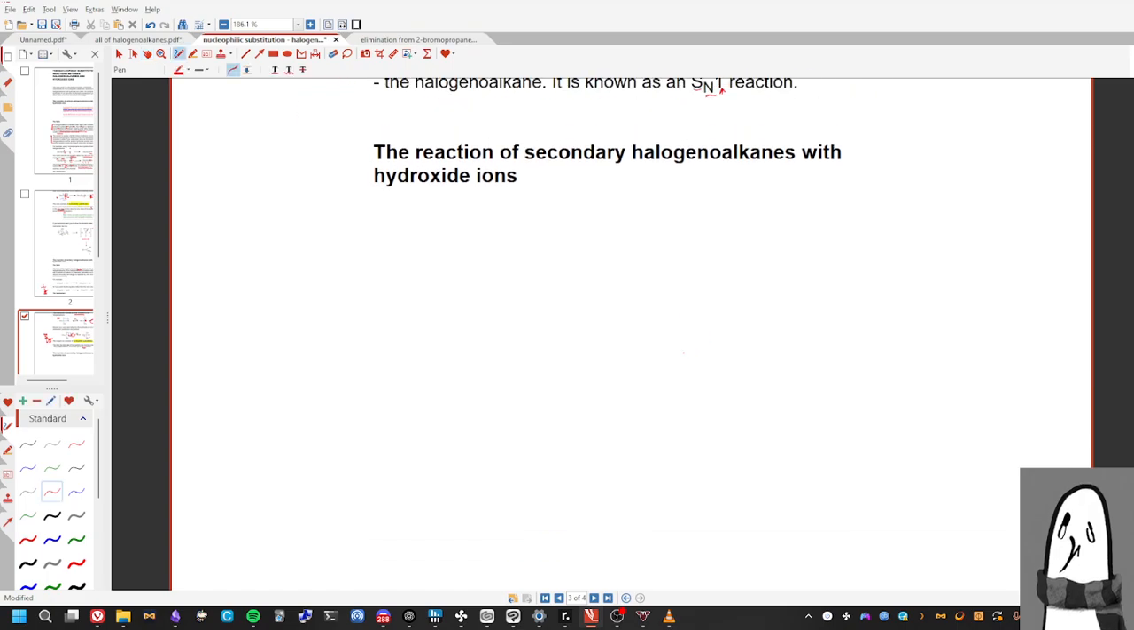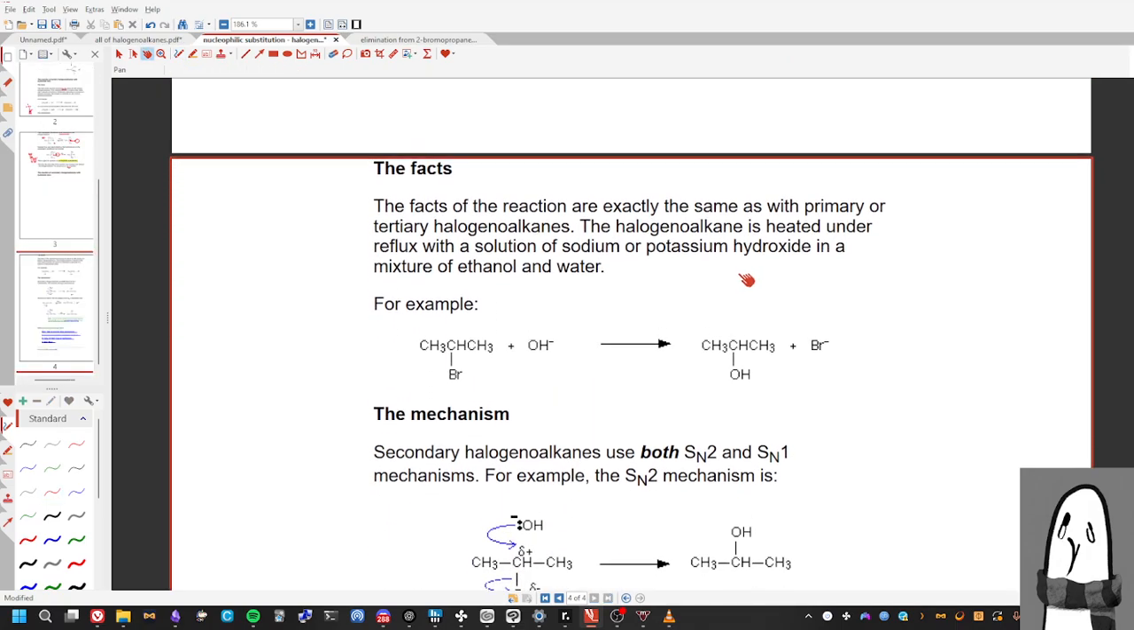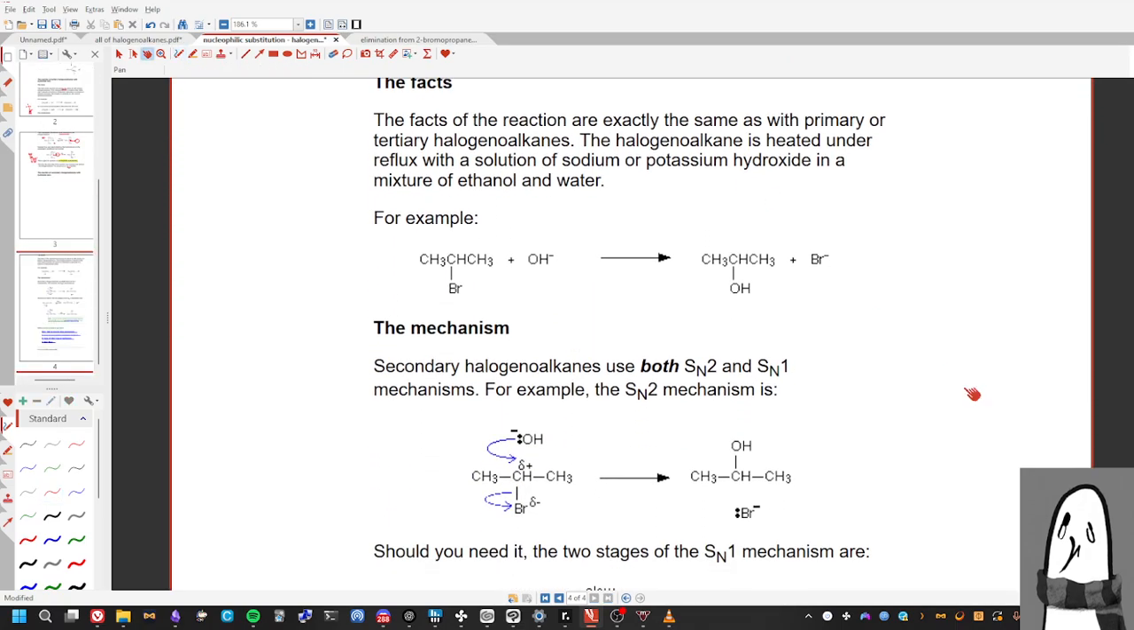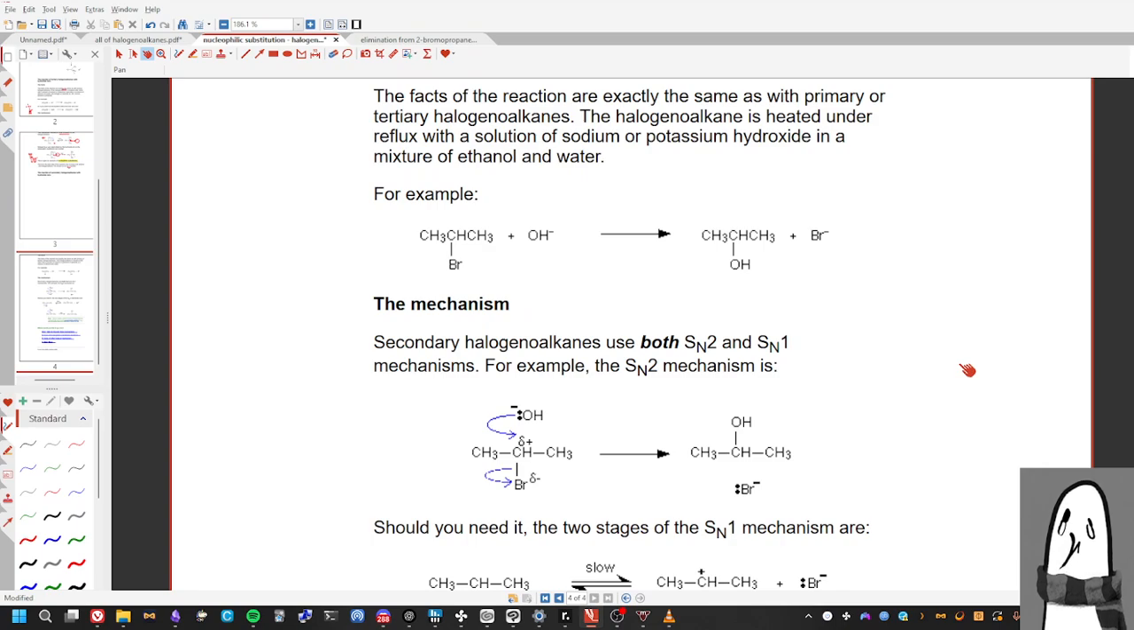And lastly, the reaction of secondary. This is going to be exactly the same as primary or tertiary. The halogen alkane is heated. Okay, see, they are making this a very big point. The halogen alkane will be heated under reflux with a solution of sodium or potassium hydroxide in a mixture. So again, look, they said at the start that your conditions and your type of halogen alkane are going to matter. So that's why they're stating the conditions every single time.